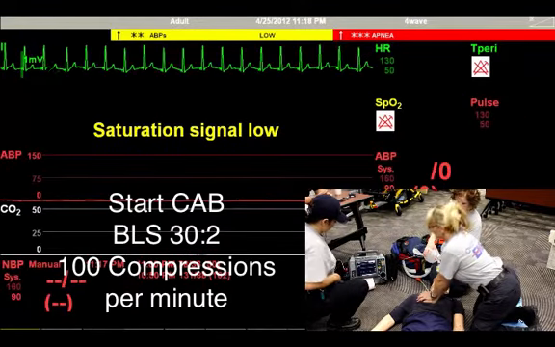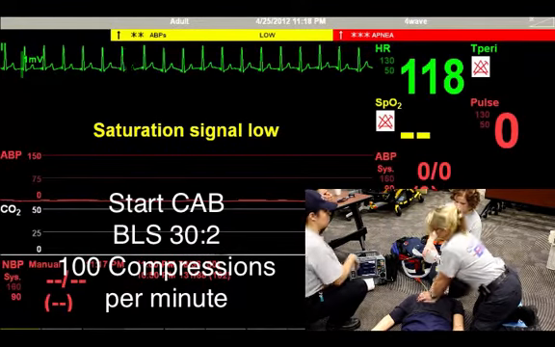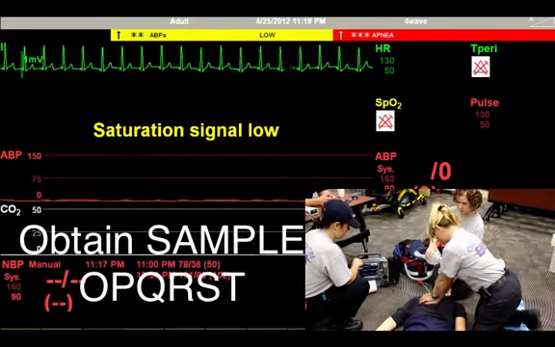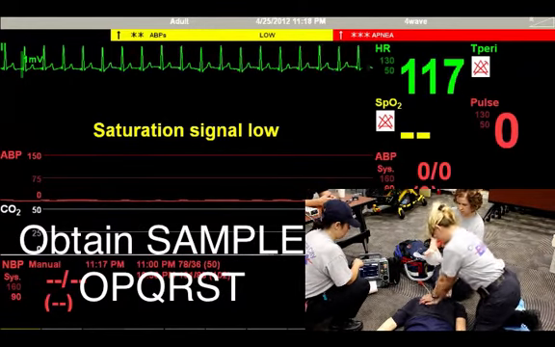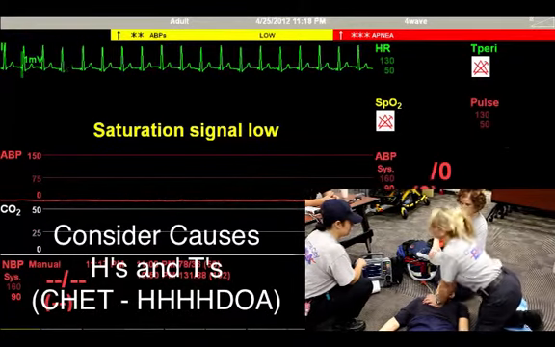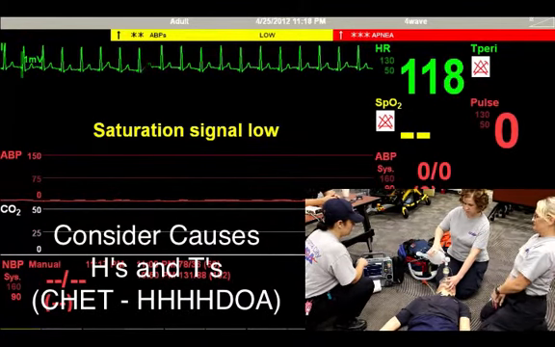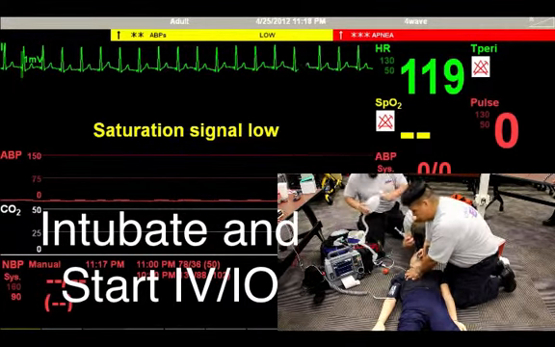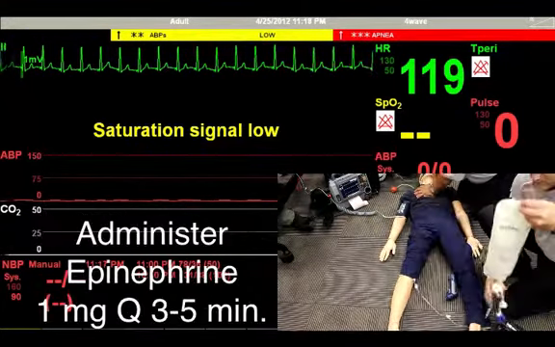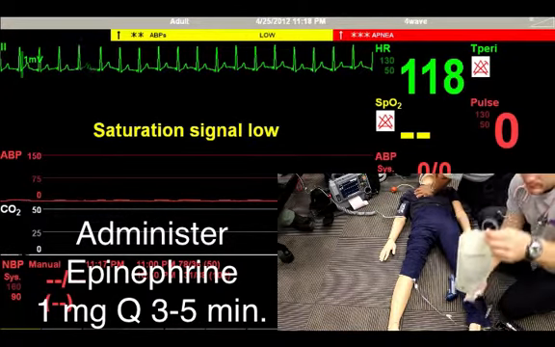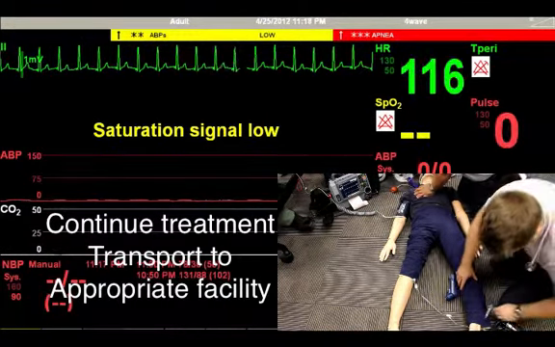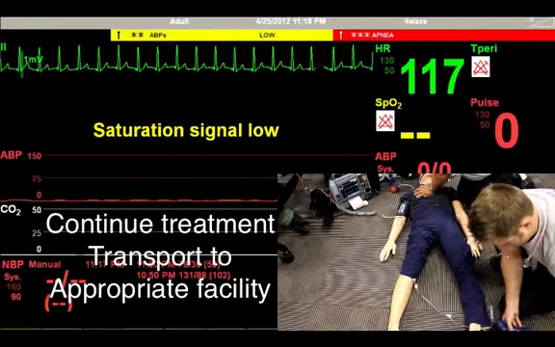Start CAB or BLS at 30 to 2, 100 compressions per minute. Obtain a sample OPQRST history. Start considering your causes, your H's and T's. Intubate and start an IV or IO in your patient. Administer epinephrine 1 mg every 3 to 5 minutes. Continue treatment and transport to the appropriate facility.